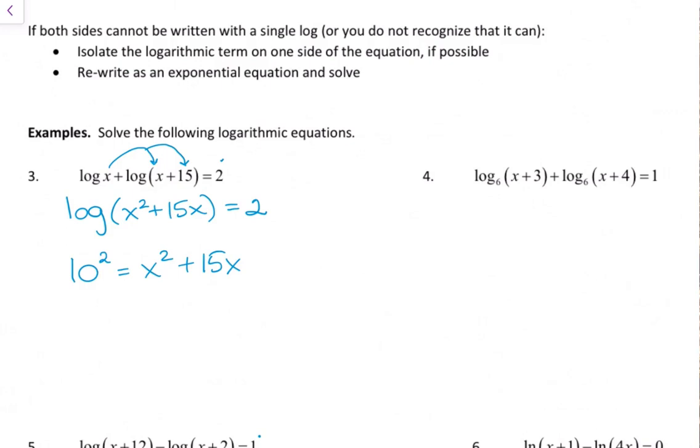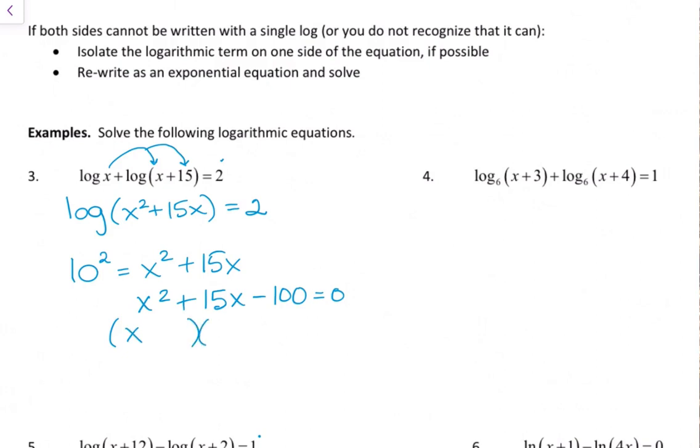To solve a quadratic, we get it set equal to 0. So I'm going to move that 10 squared to the other side, and that would be subtract 100. So there's my quadratic equation that I'm going to solve. And to solve it, I'm going to factor.